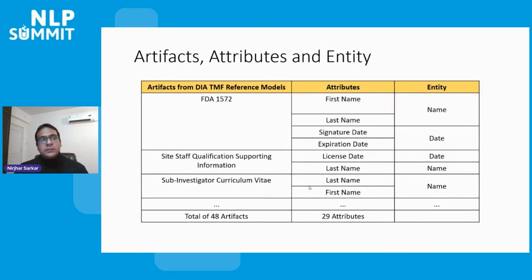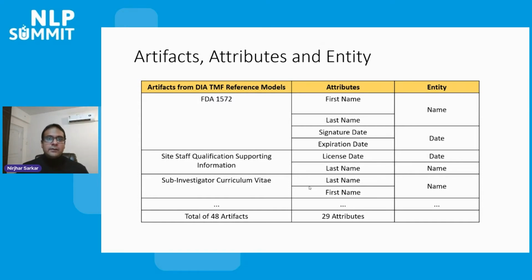Before we move on, we would like to define what artifacts, attributes, and entity are in the context of our migration and our use case. Artifacts are basically document types that are defined in the TMF Reference Model. It could be FDA Form 1572. It could be the curriculum vitae of sub-investigator. It could be the site staff qualification supporting information. There are several such artifacts or document types, out of which we are dealing with about 48 artifacts.